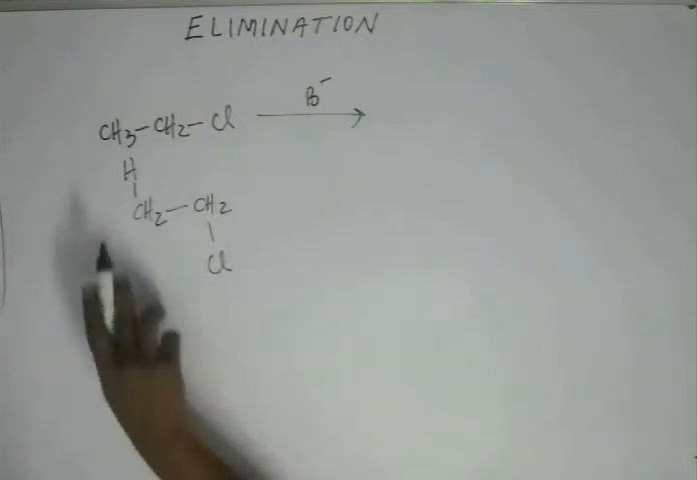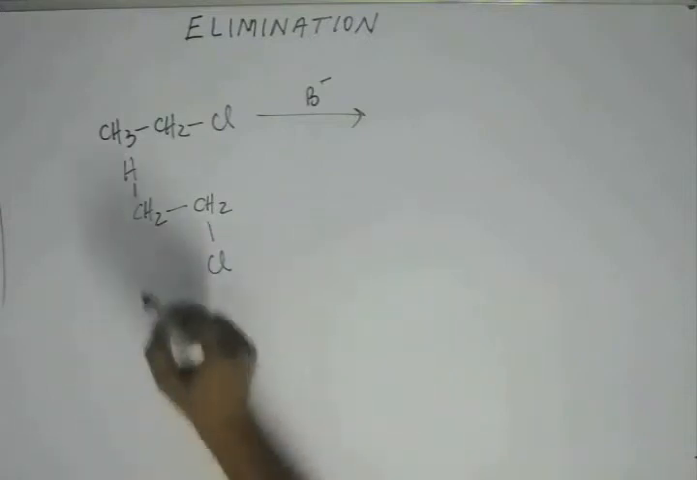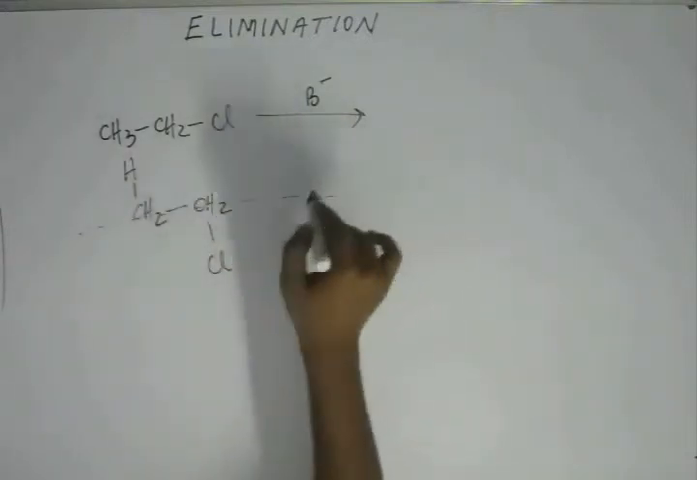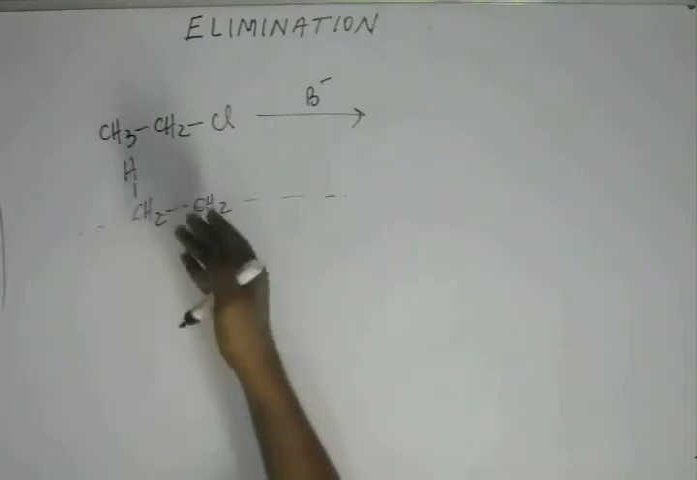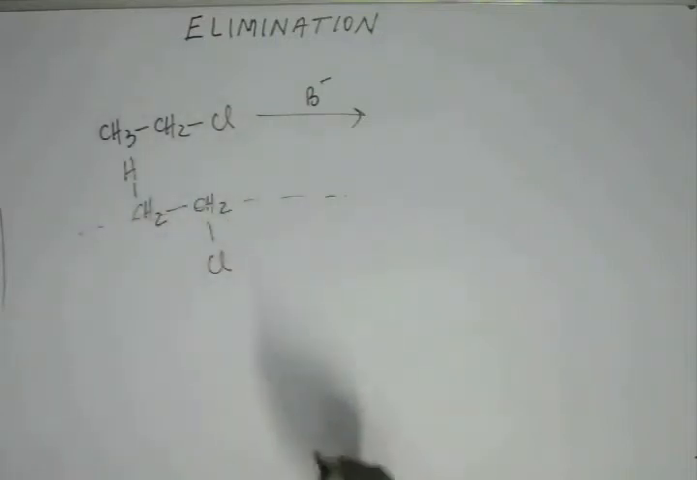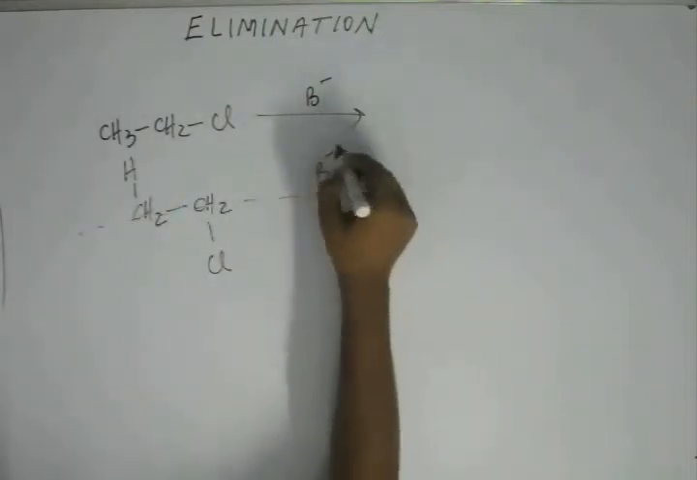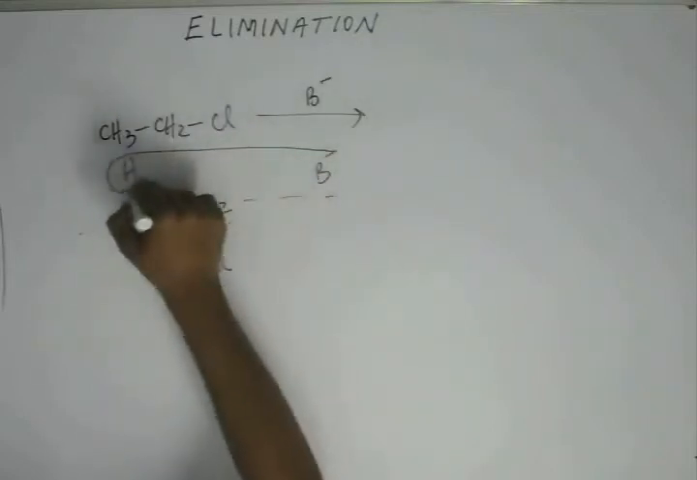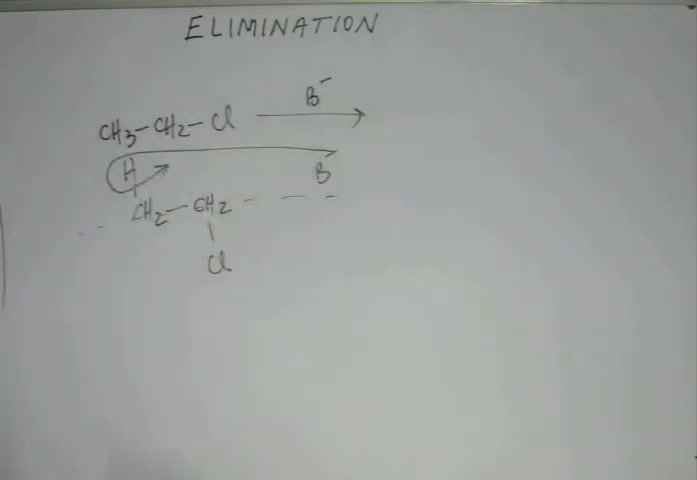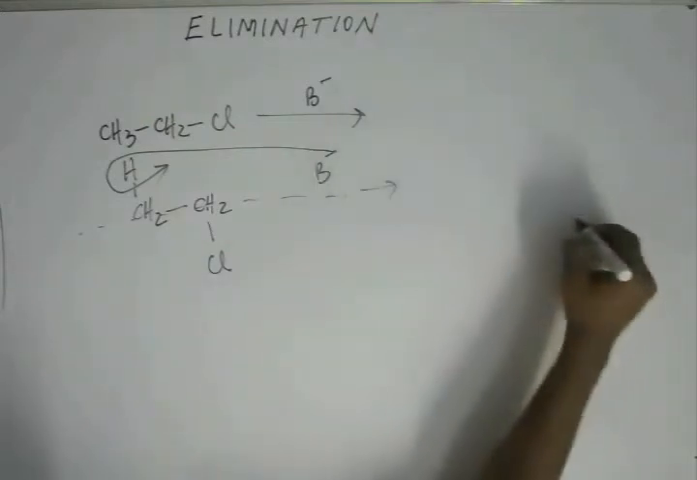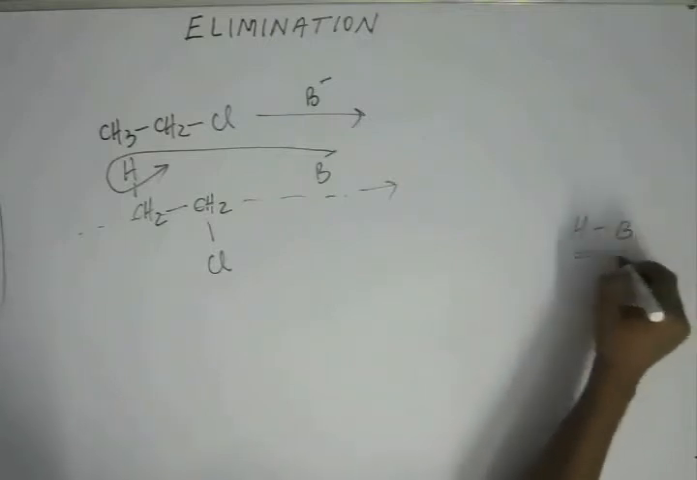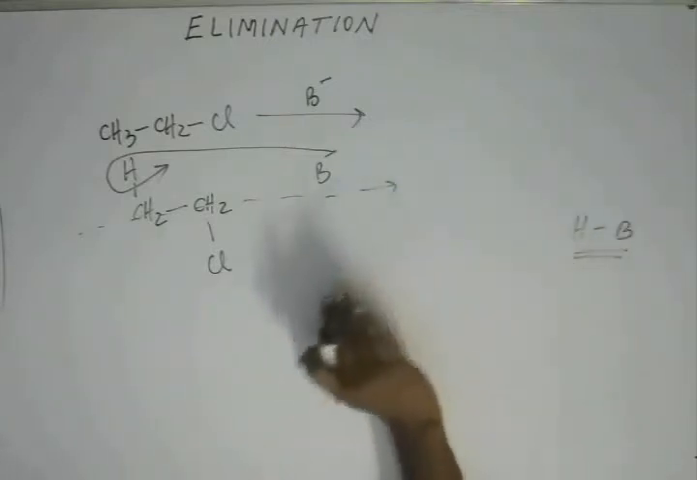This will be the orientation of hydrogen and chlorine. They will be anti-periplanar. That means they will be on opposite sides of the plane of the molecule. And now we have a base. Now base will react with hydrogen because the bond of hydrogen is a weak bond. So base will abstract hydrogen, forming HB bond. So base is stabilized, forming HB bond.